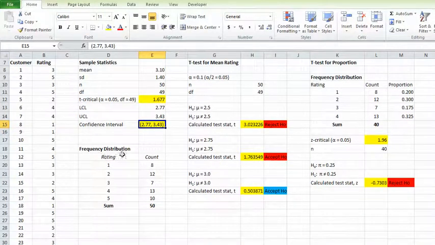Okay, I did some little frequency distribution work here just to see what my numbers look like. I actually generated those using a random number generator within Excel. And what did I find? Let's see, ratings of 1, there were 8 of them, 2, 12, 7 3s, 13 4s, and 10 5s.